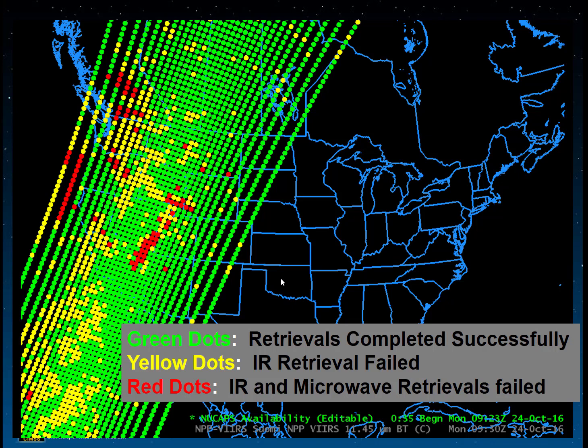The dot color means something. Green dots, both microwave and infrared retrievals have completed successfully. That is to say, they converge to a solution. For yellow dots, the infrared retrieval has failed, but the microwave retrieval has not. For the red dots, both the infrared and the microwave retrievals have failed.